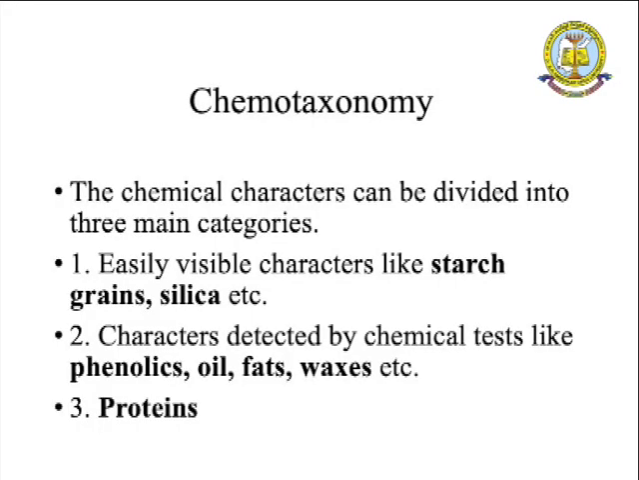Next one is the characters detected by chemical tests, like phenolic components, oils, and fats. Next one is waxes. Mainly oils and different types of phenolic components in plant taxonomy. For example, oils can be seen especially in some of the Phynaceae family members. Waxes are also available in some of the gymnosperms and angiosperms. These are the chemotaxonomy characters. Next one, the proteins. Proteins are also one type of identification character of chemotaxonomy.